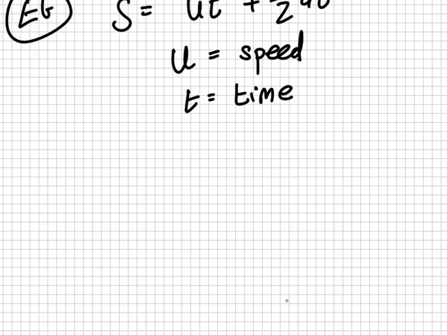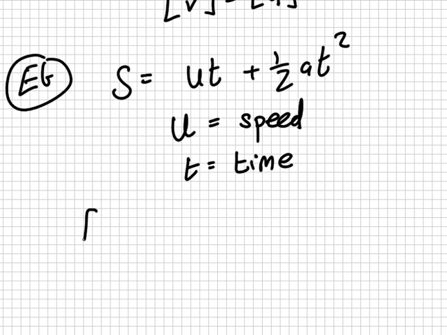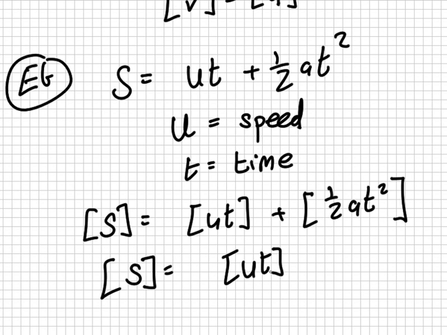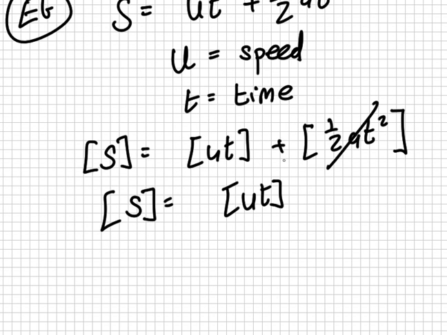So what I was picturing you writing down is units for S equals units for UT plus units for, sorry, I keep mixing them around, dimension of a half AT squared. So dimension of S is equal to dimension of UT. I can get rid of that. That's dimension U, dimension T. Okay, U is speed. Why did you get rid of half AT squared?